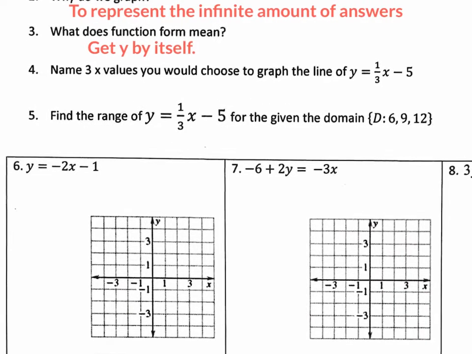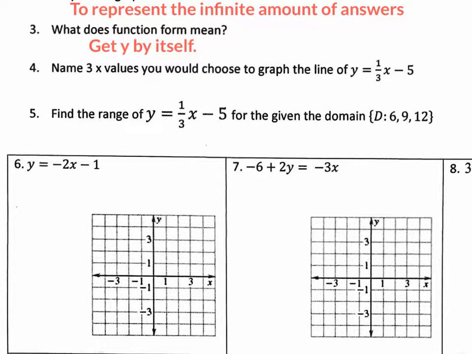Number 4 says name 3 x values you would choose to graph the line of y equals 1/3 x minus 5. So what 3 x values would you choose to graph this? What 3 inputs would you use? 0 for sure. What else? 3 for sure. And what else? And -3, right? Or you could say 6. So 0, 3, and -3 are great.